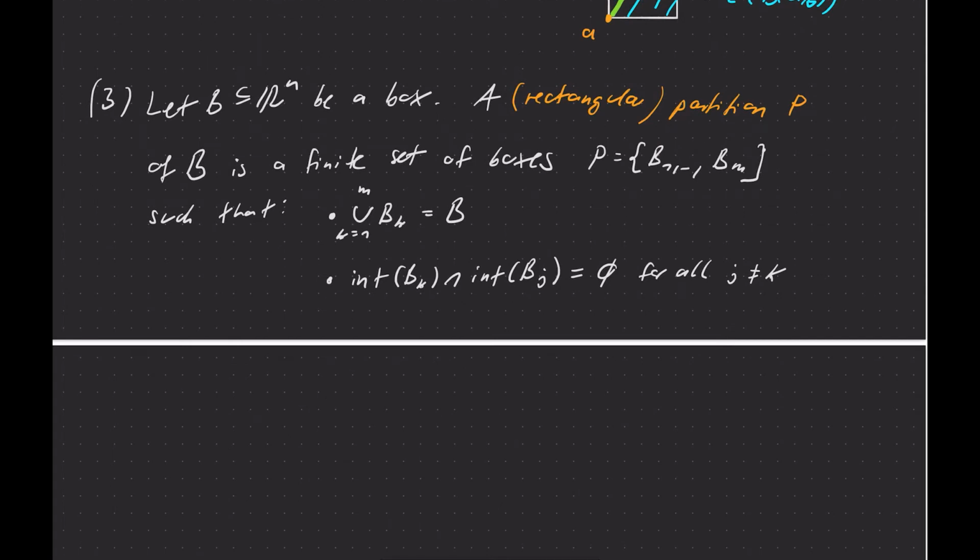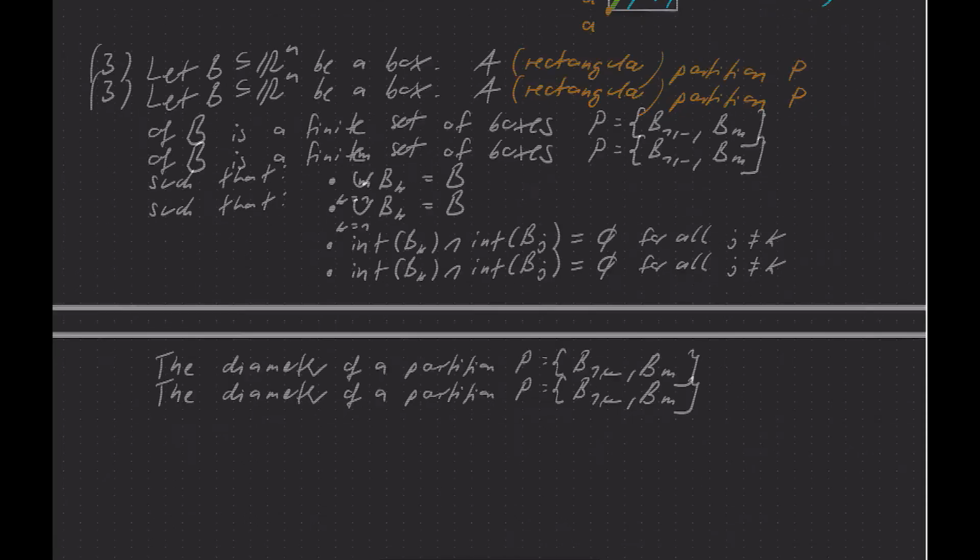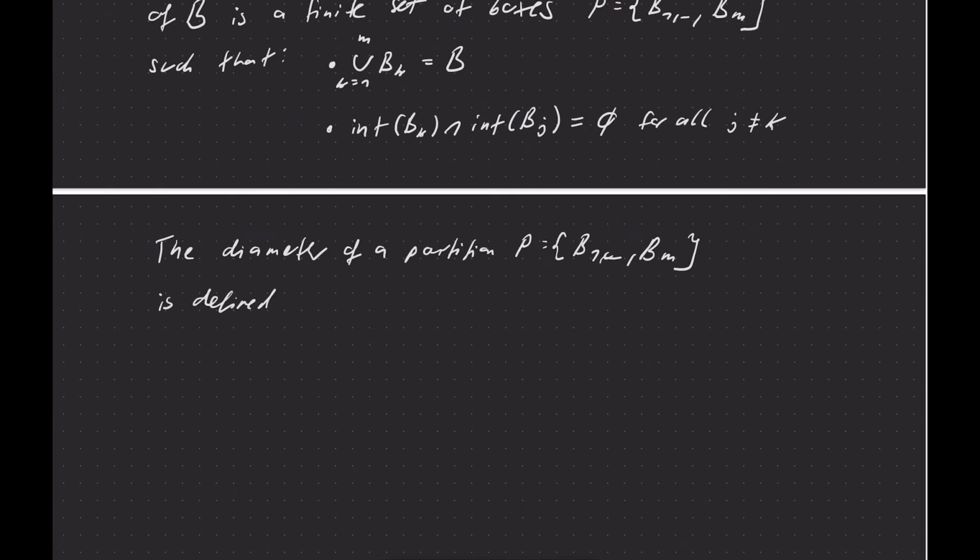And we'll also define the diameter of such a partition. The diameter of a partition P equals B1 to BM is defined as the largest of the diameters of the boxes that make up the partition. That's what we call the diameter of the partition. So the diameter of P is defined as the maximum of the diameters of those boxes B1 to BM. So we maximize that over K.